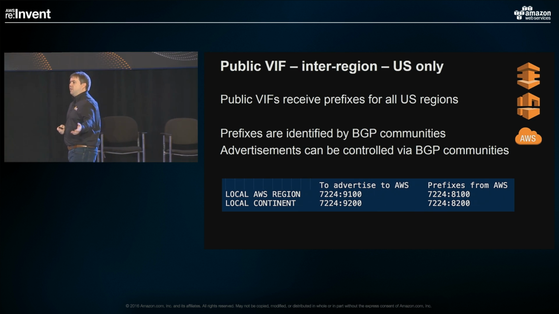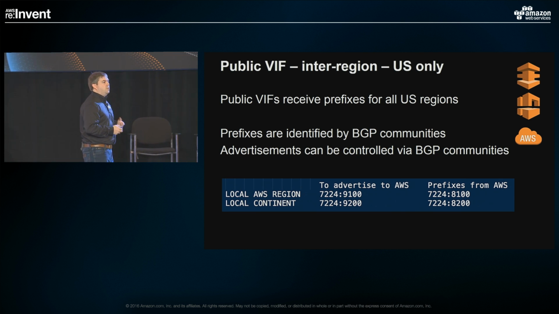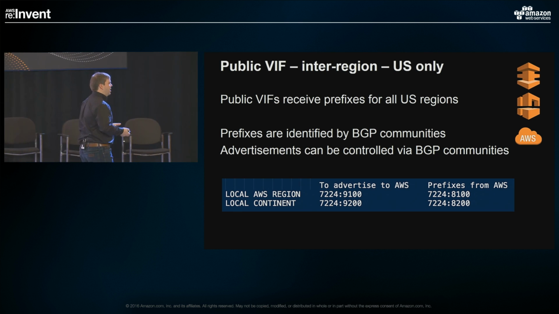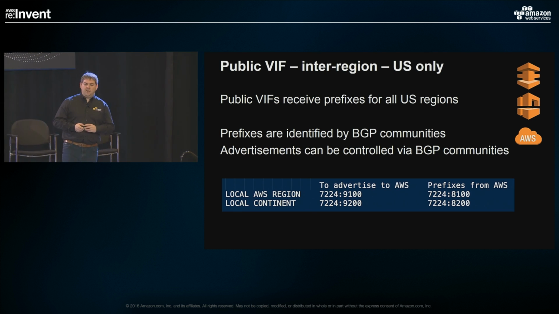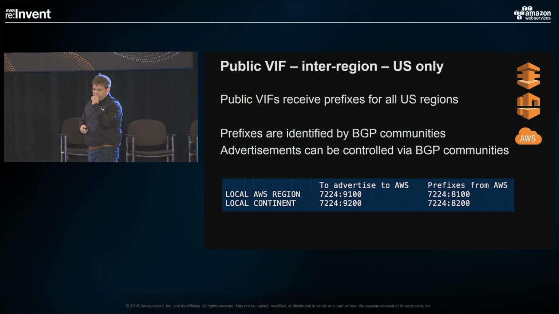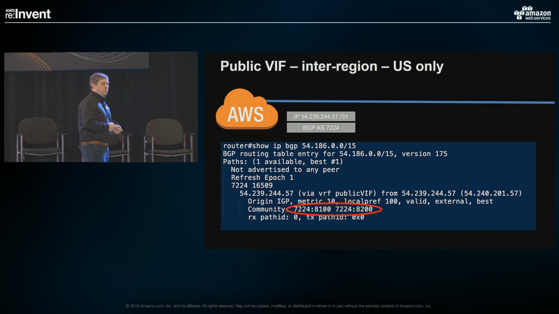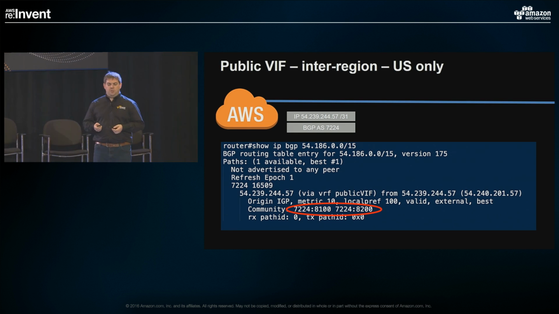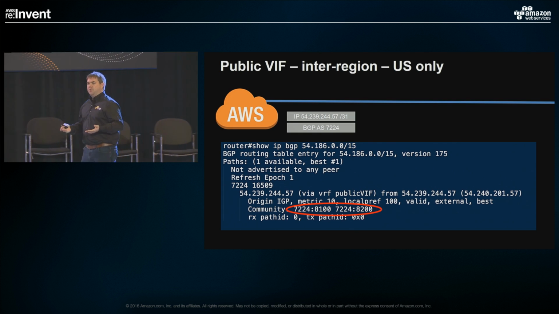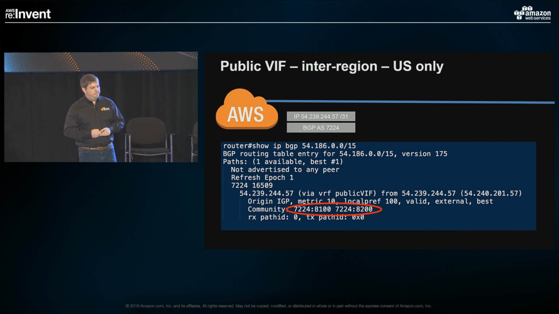Equally, you can announce prefixes back to us and tag them with a particular community to limit how far we distribute those within our network. So if you only want your public IP addresses to be routed from within that local region, that's fine. You just add the 9100 community to those announcements. So here's an example of those communities attached to this particular announcement. You can see we've got 7224, 8100, and 8200. Well, obviously, a region is within the continent, so that's why you've got both communities attached to this particular announcement.